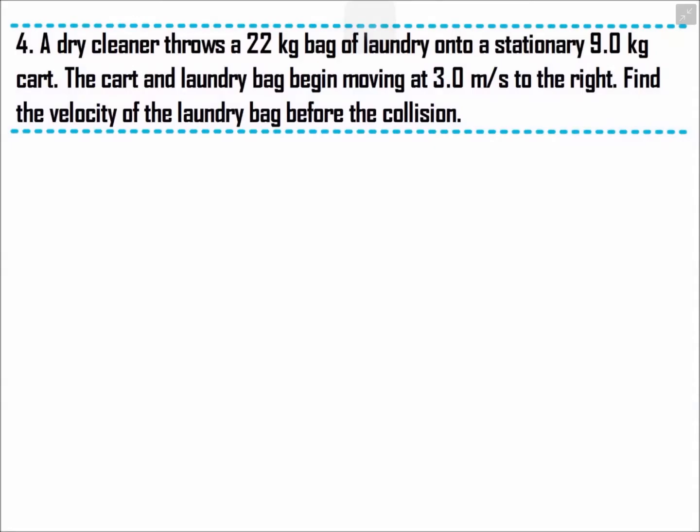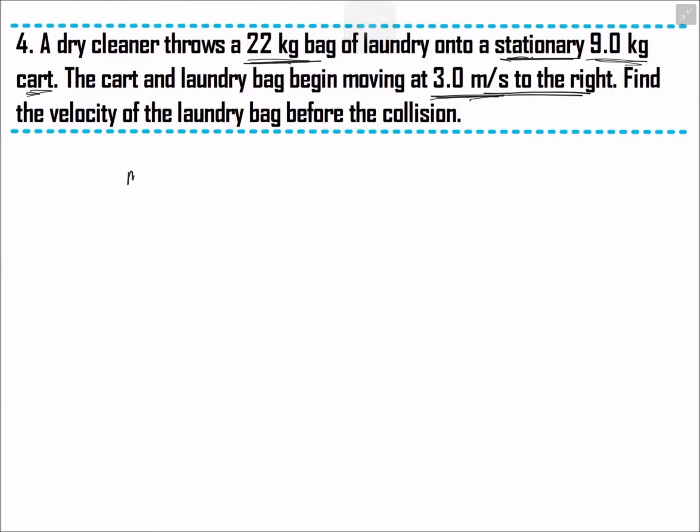Hello, welcome everyone. In this question it says a dry cleaner throws a 22 kg bag of laundry onto a stationary, meaning zero velocity, 9 kg cart. The cart and laundry bag move at 3 meters per second to the right, so that is the positive direction. Find the velocity of the laundry bag before the collision.